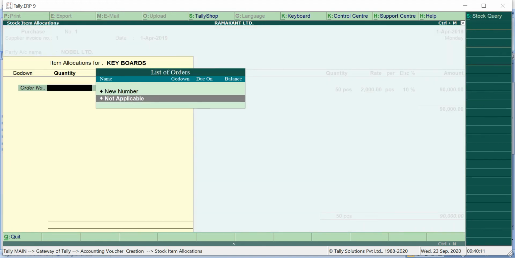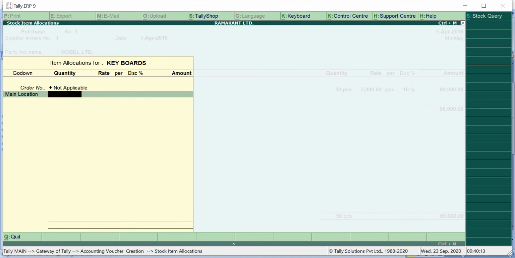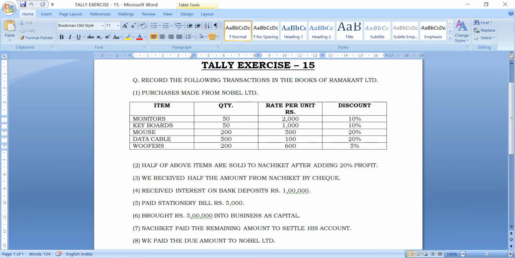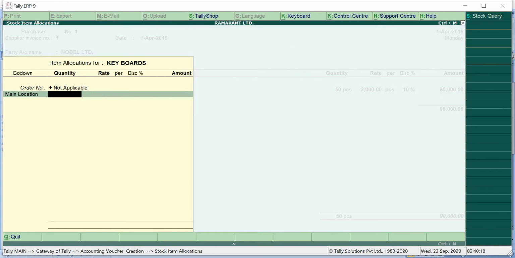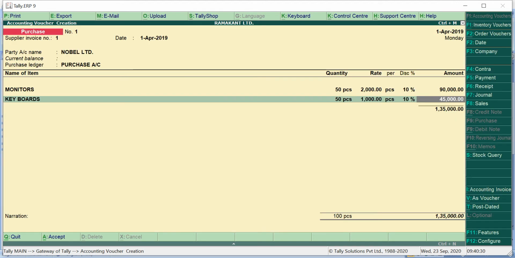Keyboards. Refer the details. 50 quantity, 1000 rupees rate per piece. And what's the rate of discount? Again it is 10%, but type 10 and automatically Tally will calculate discount and deduct it.